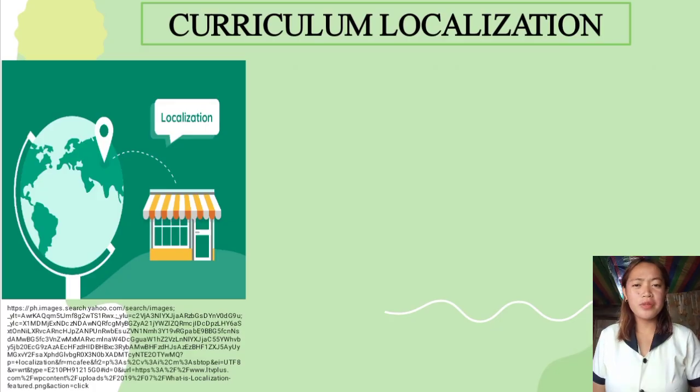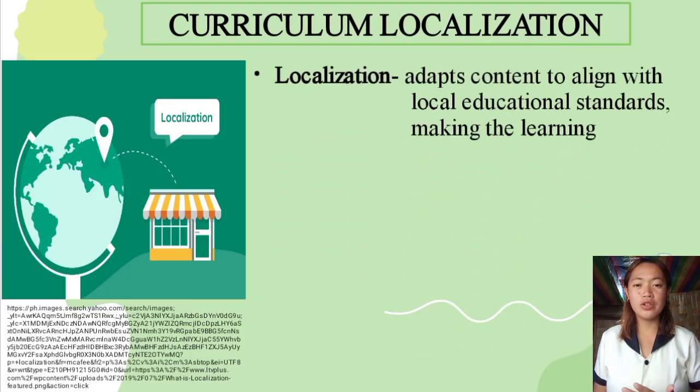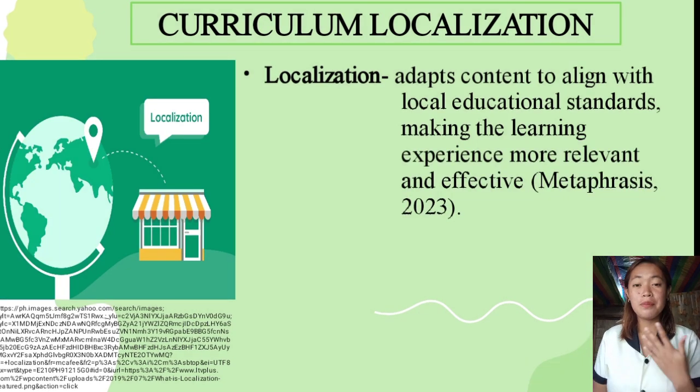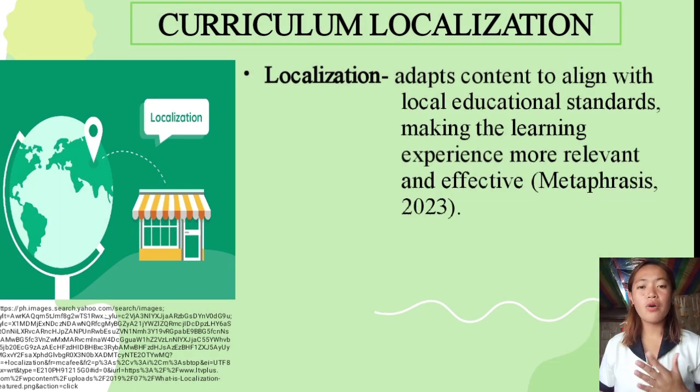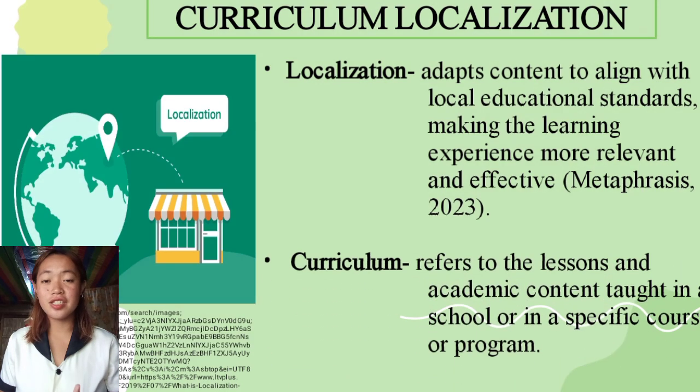So before we formally begin my discussion, let's have first a recap about the discussion of Ms. Ragudo. According to Meta Phrases 2023, localization adapts content to align with local educational standards, making the learning experience more effective and relevant. This means that the learning program can change its contents to match the specific learning rules of a certain place.